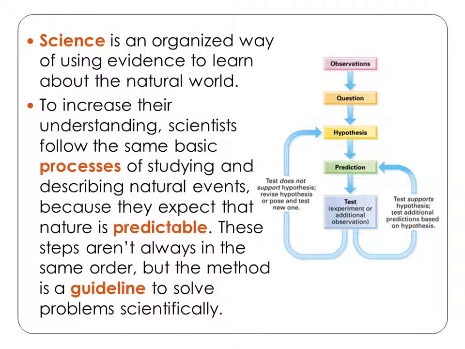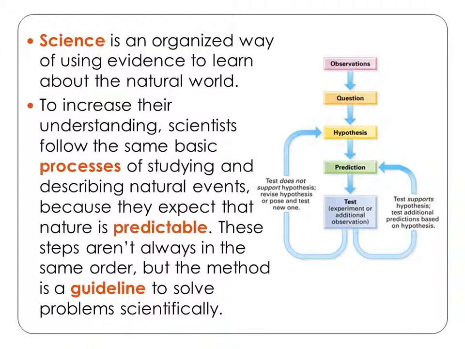So just a reminder of what science is to begin with. It's an organized way of using evidence to learn about the natural world around us. So in order to understand more, scientists usually go through the same steps or processes of studying and describing things that are happening all around them, because we can pretty much expect that nature is going to be predictable. That means that we can expect certain things to happen under the same conditions over and over.